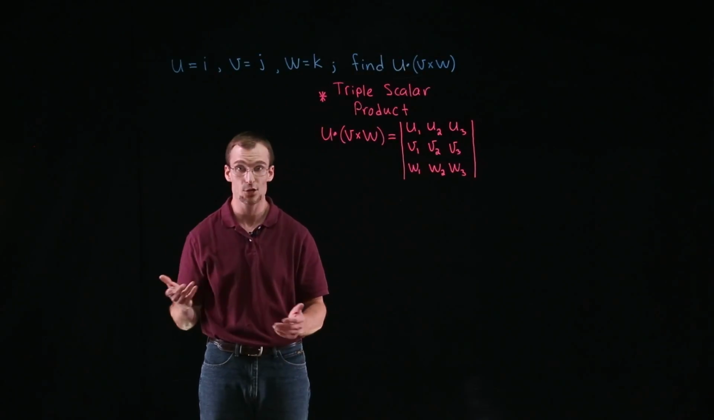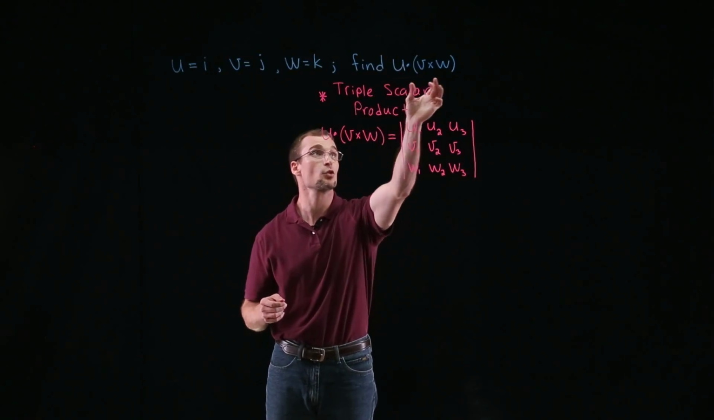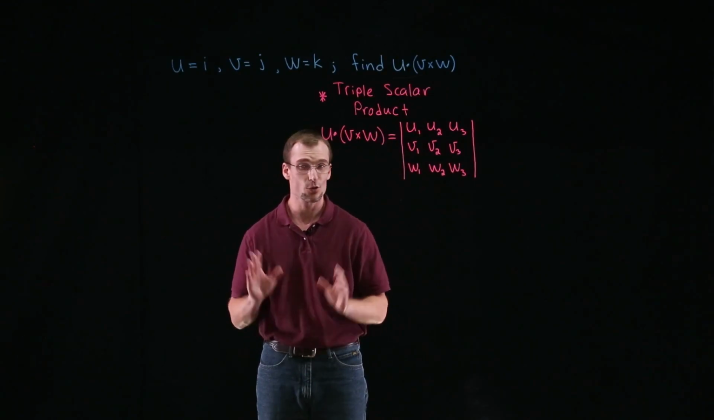In this problem, for our given vectors u equal to i, v equal to j, and w equal to k, where i, j, and k are our unit vectors, we're going to find the dot product between u and the cross product v cross w. So there's two ways to do this.